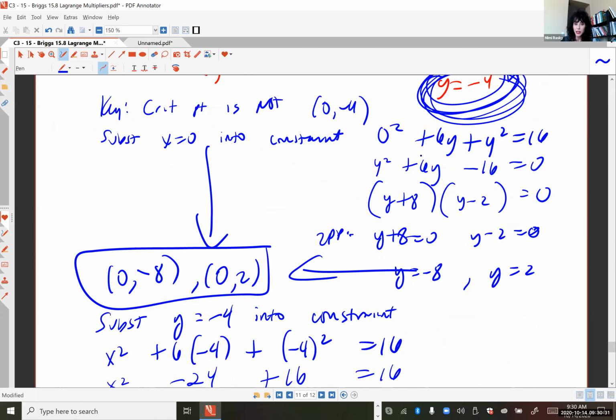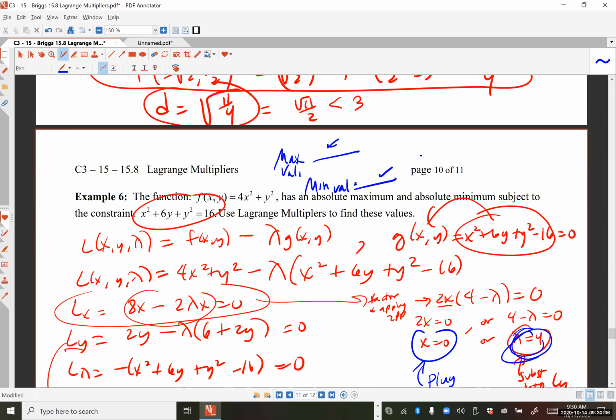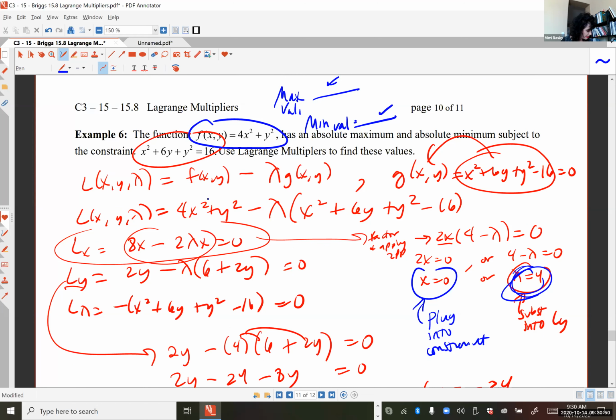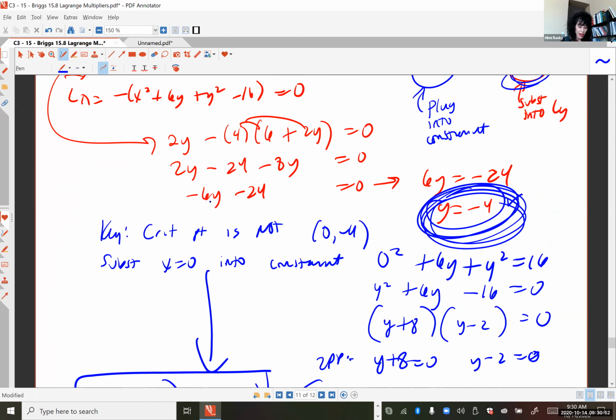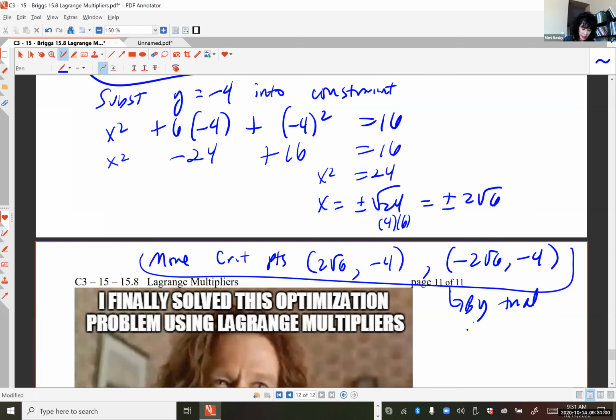So what are you going to do? You're going to plug them in. Plug them into what? Our original f of x. You're going to plug into your original f of x, and you're going to figure out which of those 4 gives a maximum, and then just say what the maximum is, and then which of them give a minimum value, and give the minimum. So you're going to do trial and error. It's going to be a pain. So by trial and error, by plugging into f of x,y, you will figure out which are the max and which are the min. I'll just tell you the answer.